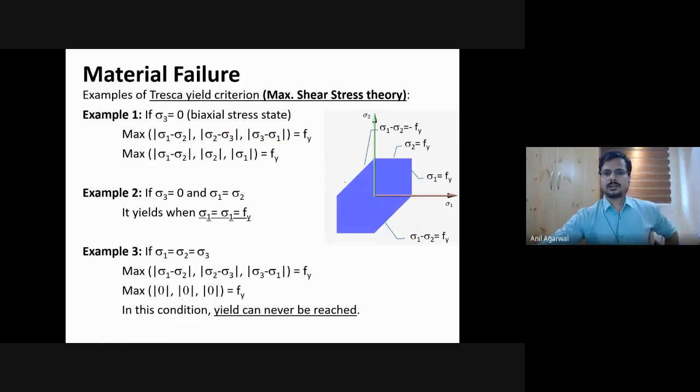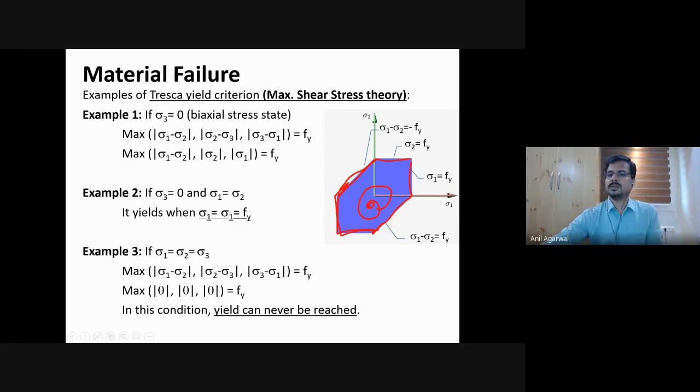So, as a result, by drawing this geometry, what we get is this surface or this zone of yield surface. Anything that is on the edge of this geometry is called the yield surface. As soon as your combination of sigma 1, sigma 2 reaches these values, the yielding happens. And as long as you are anywhere inside, there is no yielding. Okay, that is in sigma 1, sigma 2 space.